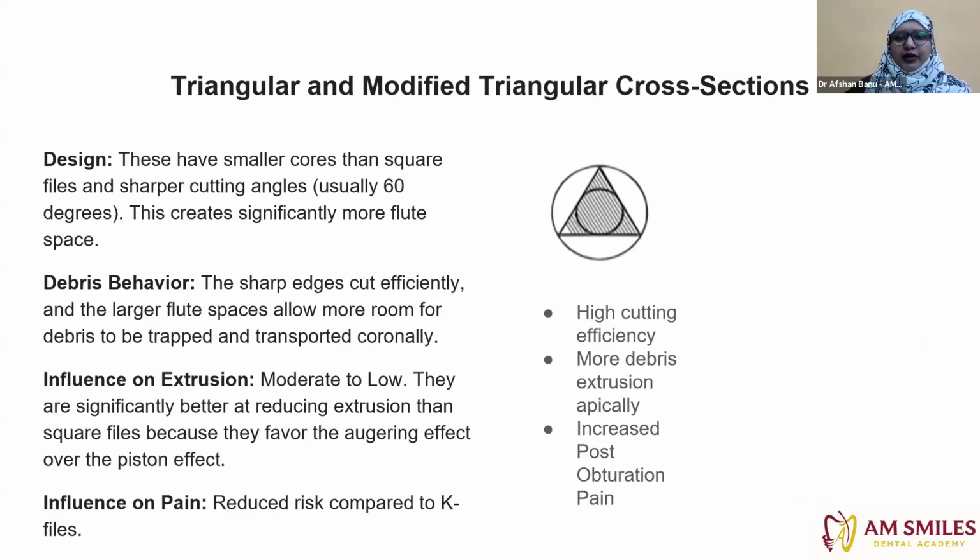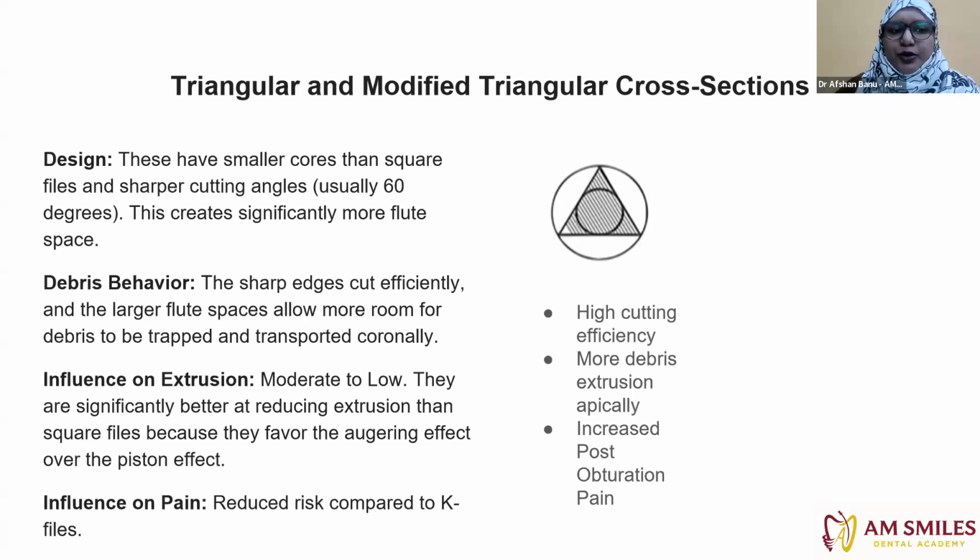Now coming to your second one, the triangular and modified triangular cross section. It will have a good cutting efficiency, but at the same time, there are gaps in between the flutes. Through these gaps, your debris is going to go out towards your coronal region. It will not be pushed into the apical region.